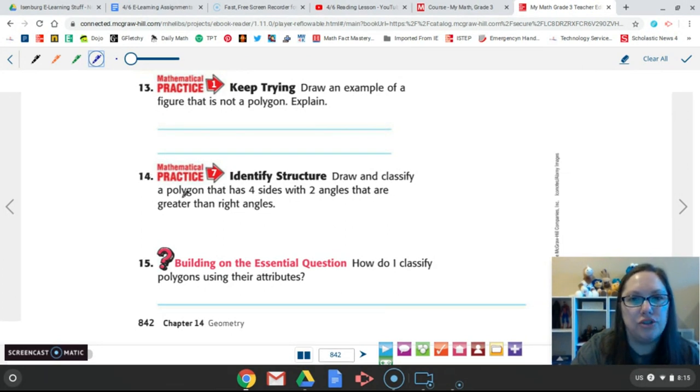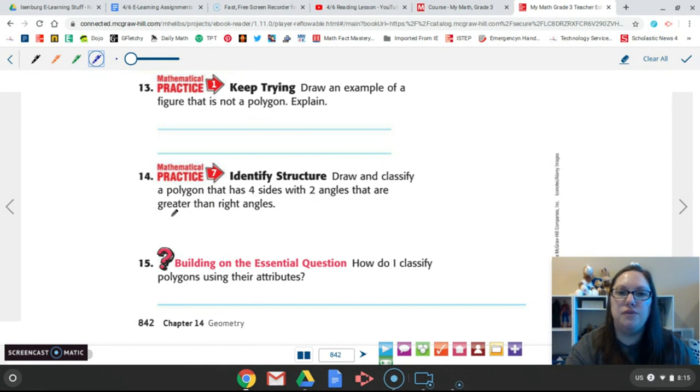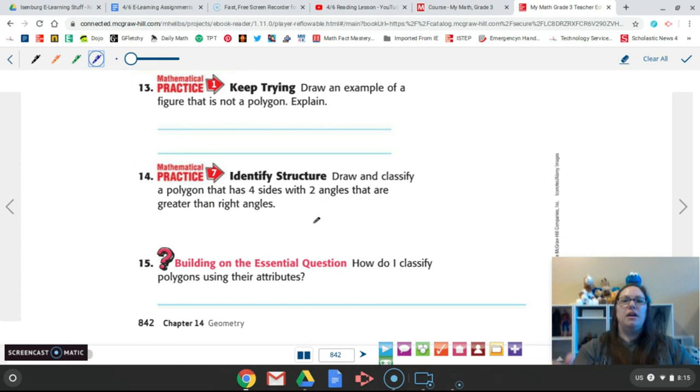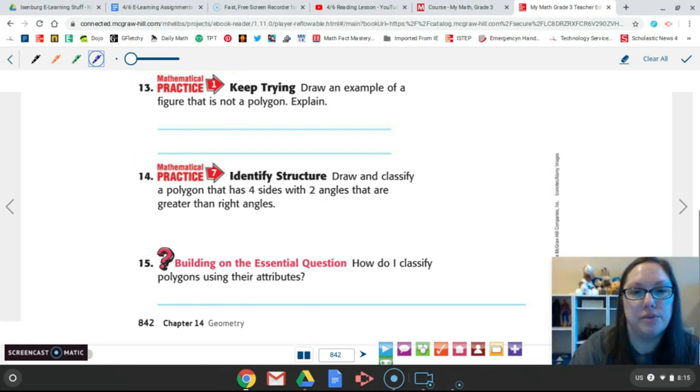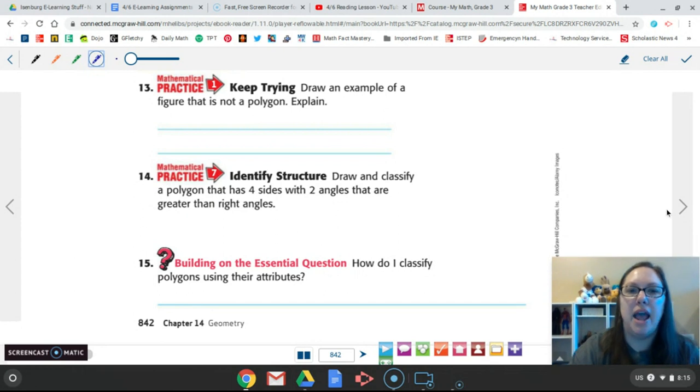Number 14, draw and classify a polygon that has 4 sides with 2 angles that are greater than right angles. That would be a quadrilateral, right? Because it has 4 sides, and it doesn't really matter what our angles are, as long as it has 4 angles. All right, so now you are ready to go ahead and do your assignment.